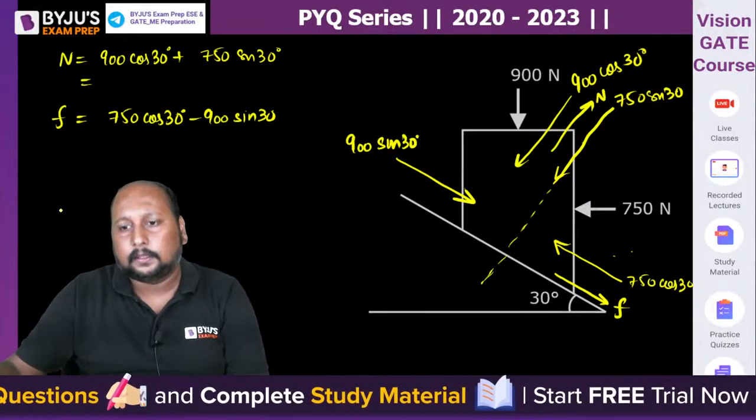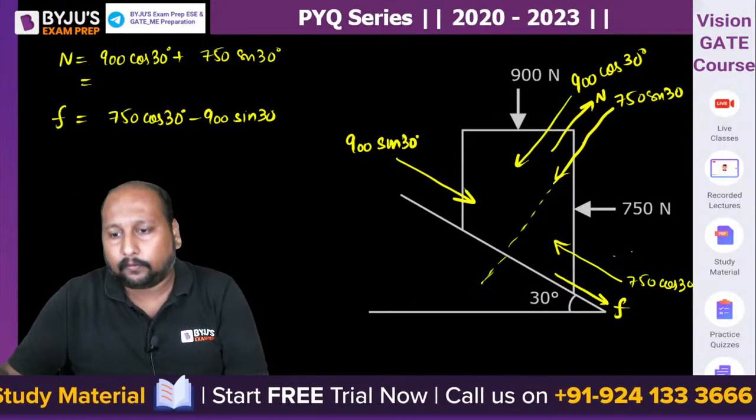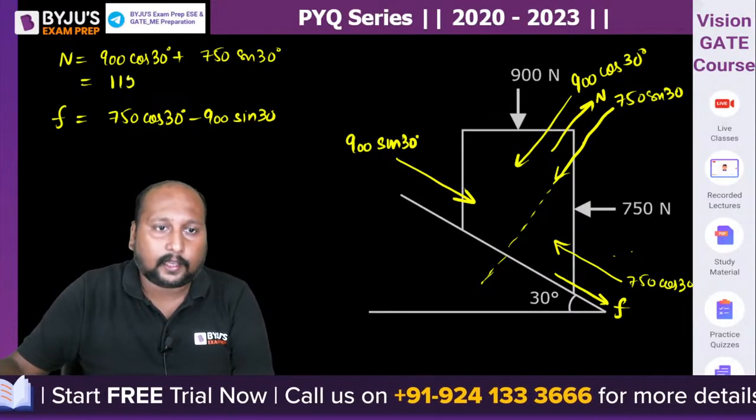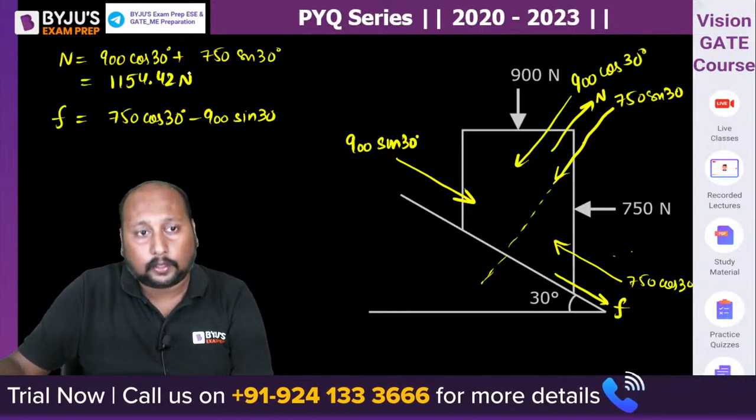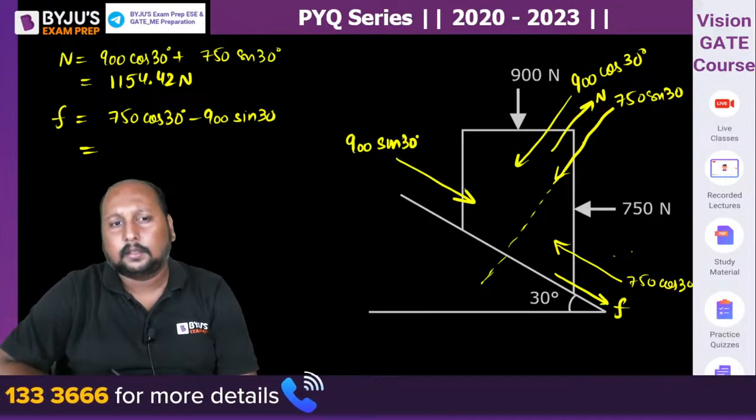Mani, Raghavan, Ashay. 1154.42. Very good. 1154.42 Newton. And what about the frictional force? What about the friction force?